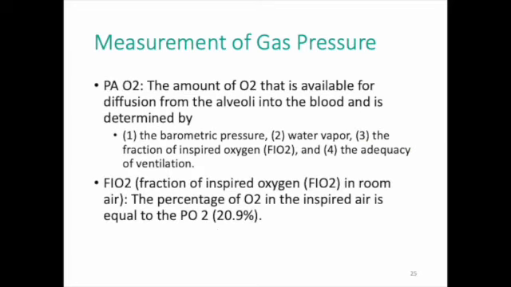The amount of oxygen that's available for diffusion from the alveoli moving into the blood is called the arterial pressure of oxygen. And it's determined by barometric pressure, water vapor, the fraction of inspired oxygen, or FiO2, and the adequacy of ventilation.